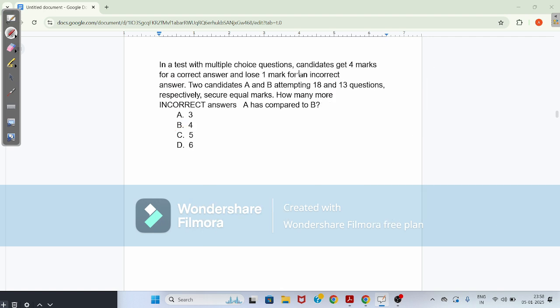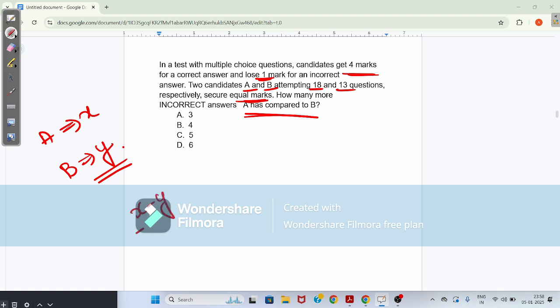In the test there will be multiple choice questions. Candidates get 4 marks for each correct answer, and lose 1 mark for each wrong answer here. Now candidates A and B, attempting 18 and 13 questions respectively, secure equal marks. How many more incorrect answers does A have compared to B? Consider here A's correct answers as X and B's correct answers as Y. So we have to find X minus Y, how many more incorrect answers X has when compared to Y.